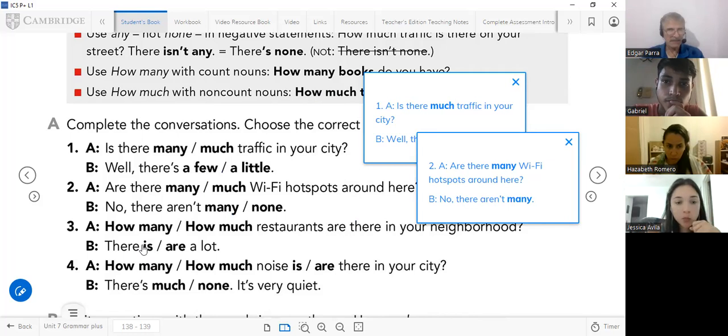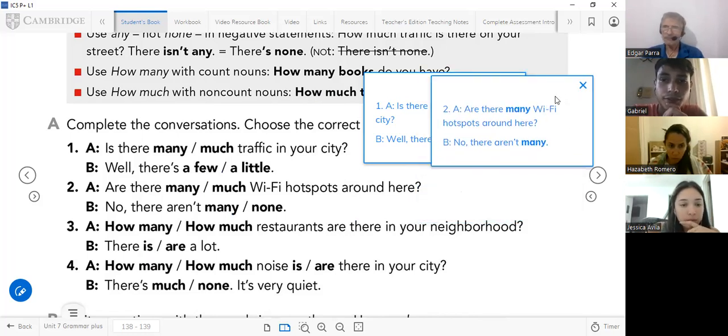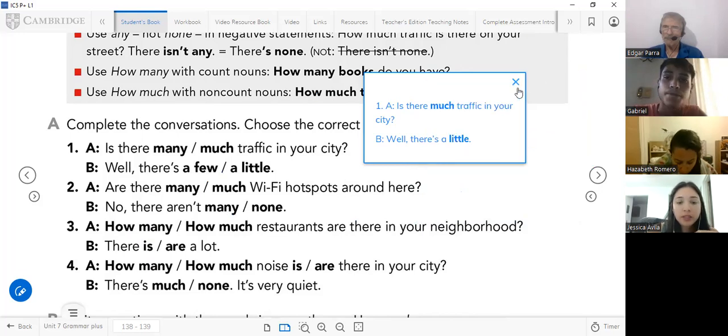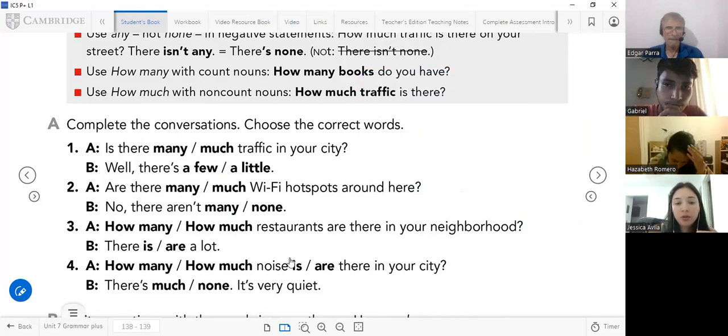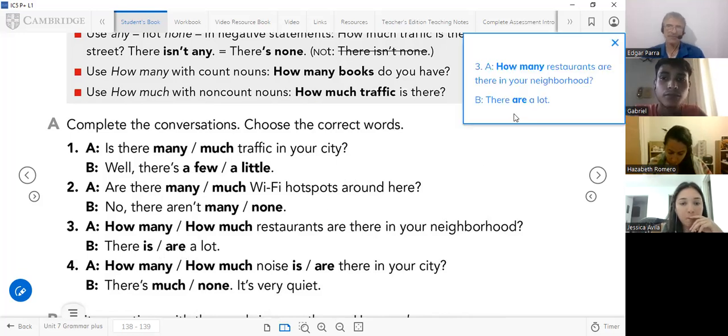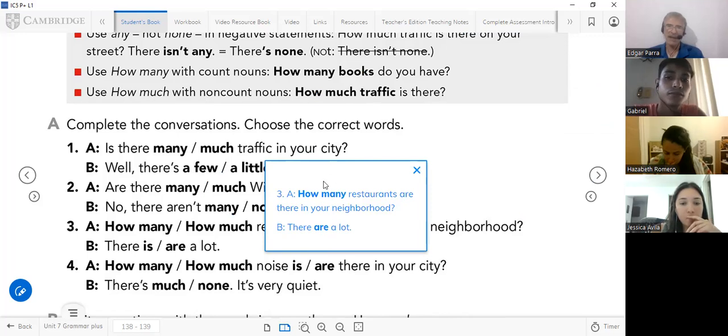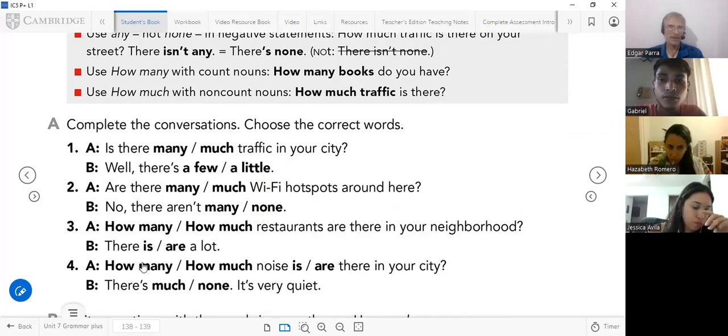Okay, continue. What do you say, Jessica, to Gabo? Number 3. What do you say? Okay. How many restaurants are there in your neighborhood? There are a lot. Okay, very well. You have to use many because the restaurants are plural. You say there are because restaurants is plural. So you say are. How many are? Right? Continue. Gabo to Hasabeth.